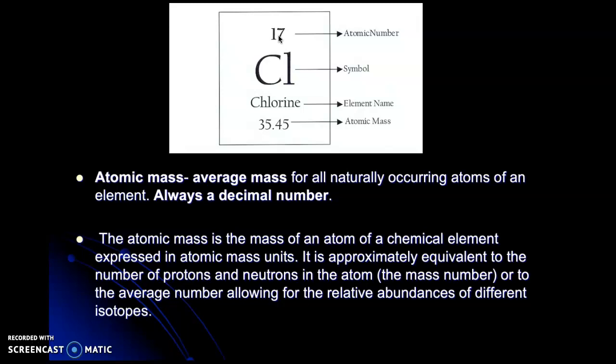All right, now let's talk about what atomic mass is. This is going to be a squishy definition, and you may not totally understand it at this point, but that's okay. We're just going to run with it. So average mass is the average. Oh, average? Really? Why is it an average? Let's not worry about that. So it's the average mass for all naturally occurring atoms of an element, and it's always a decimal.